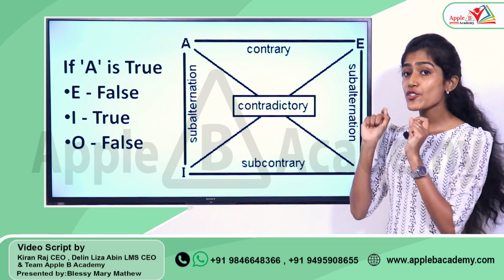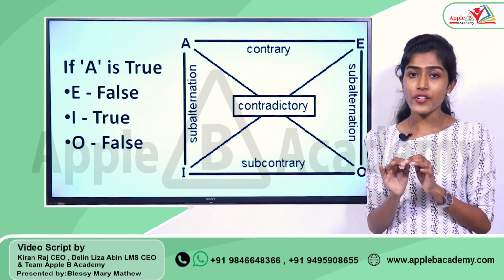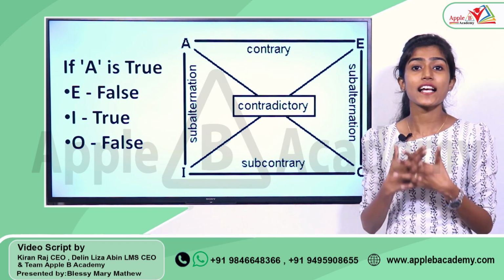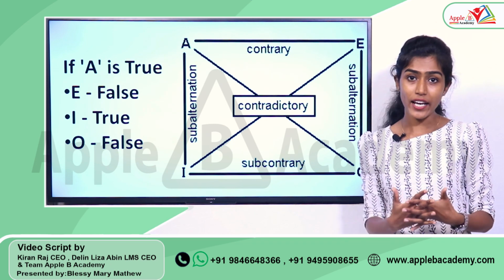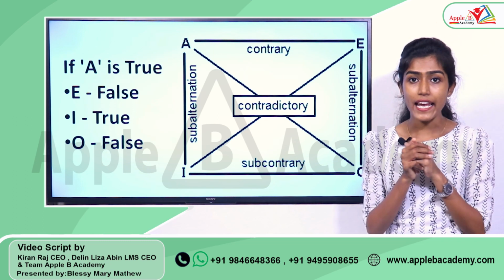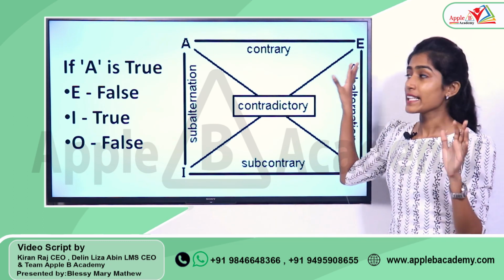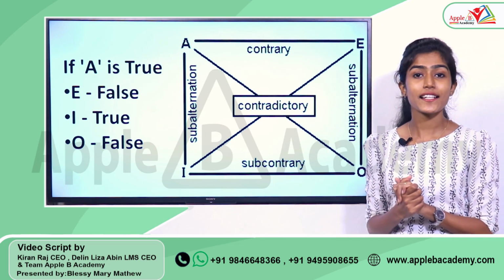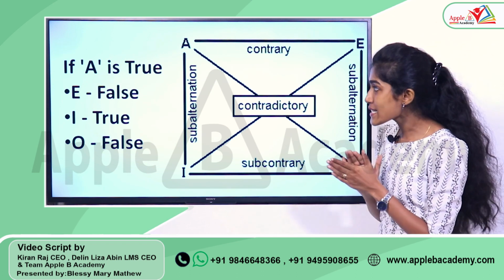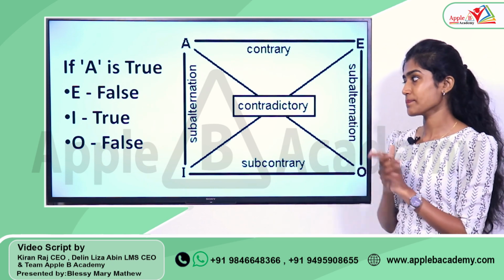But if A is true, then E will be definitely false, because in contrary, the A and E propositions cannot be true together. That is how they are related to each other. And in the question they asked us to find if A is true. If A is true, then E is obviously false. Why? They cannot be true together. That is the nature of their relationship, which we have already discussed.